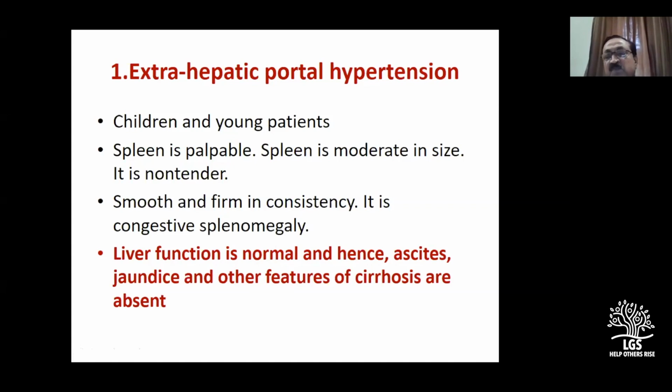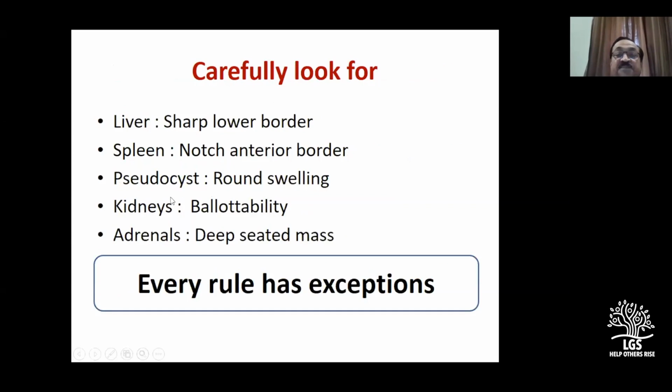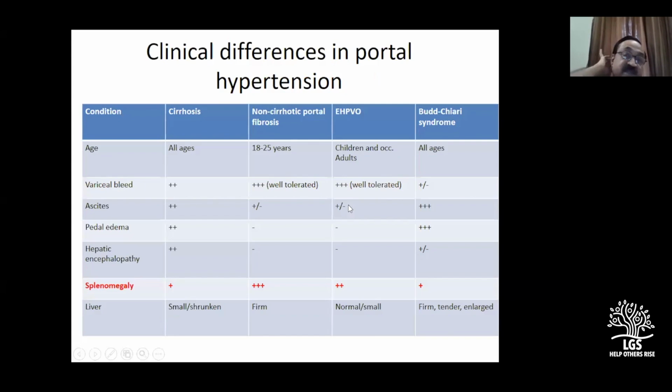Either it's a portal vein thrombosis or non-cirrhotic portal fibrosis or splenic vein thrombosis. Your case is splenomegaly. Patient might have been admitted for hematemesis. So give a diagnosis of extrahepatic portal hypertension, right? So this is one important condition. So carefully look here. Spleen has got a notch we have mentioned. Pseudocyst means round. Ballotability means kidney mass. And every rule has got an exception.